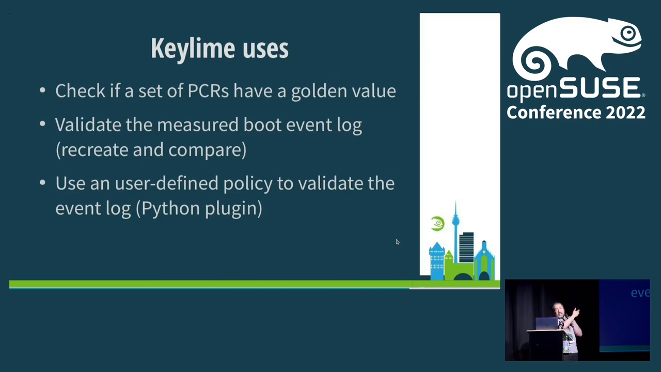Yeah, so the use case is what we talk about. With Keylime, you can do something as basic as check that the PCR values are the expected ones. And also there is a process that is going to replicate, using the event log, all the extensions and compare those final values with the one that the quote from the TPM is reporting.